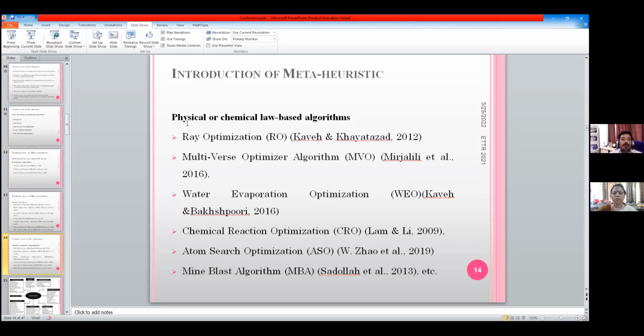Next, we get physical or chemical law based algorithms. These include ray optimization, in 2012, the multiverse optimization algorithm in 2016, water evaporation, chemical reaction, atom search, mine blast. There are a few algorithms which are physical or chemical law based. Next.